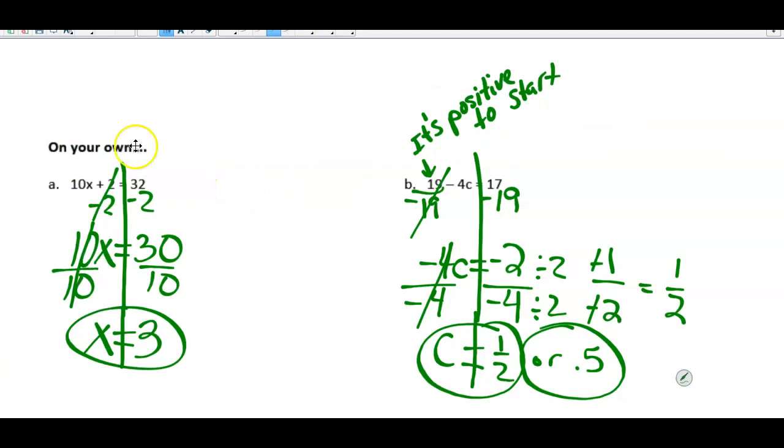Okay, so here are the two examples all worked out. A was pretty straightforward. You just had to be careful to make sure you're always doing the opposite on both sides, so x equals 3. And then B was a little bit tricky because we have the number out here in front. It starts as positive, and to get rid of it, you have to do the minus. So it didn't have a sign in front of it, but that means it's positive. So then we would have done that first.